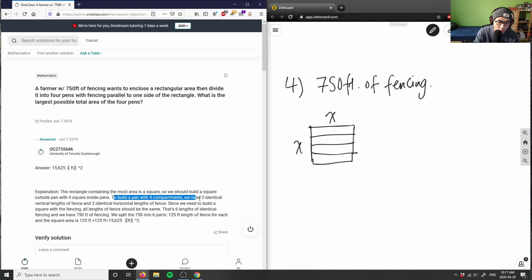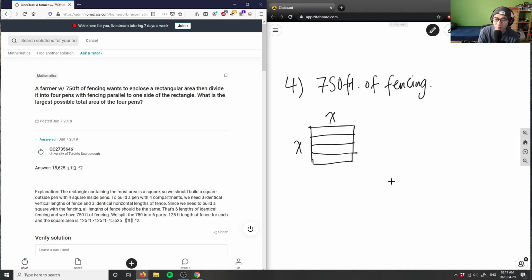To build a pen with 4, we need 3 identical vertical lengths here and 3 identical horizontal lengths. And these are all the same lengths as the side lengths, right? Because they're parallel to one side of the rectangle. So therefore, we need 6 lengths of identical fencing, right? That's correct, because we need 3 vertical and 3 horizontal, like this. So I have 1, 2, 3, and then 1, 2, 3 going down here as well.